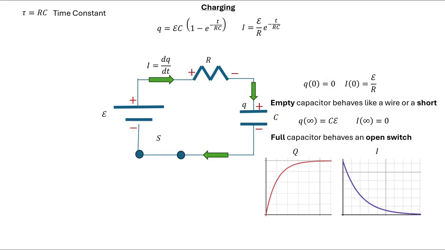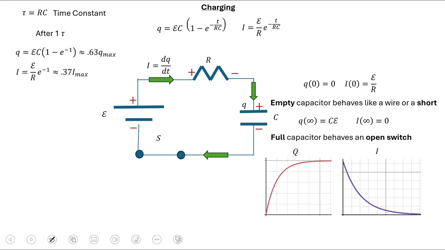Okay, I want to talk about the time constant of the circuit. So this gives you a sense of how long this process takes to happen. So the time constant is RC, and if we do a little quick calculation, after one time constant, we get about 63% of the total charge we're going to have, and the current drops to about 37% of the total current that we had.